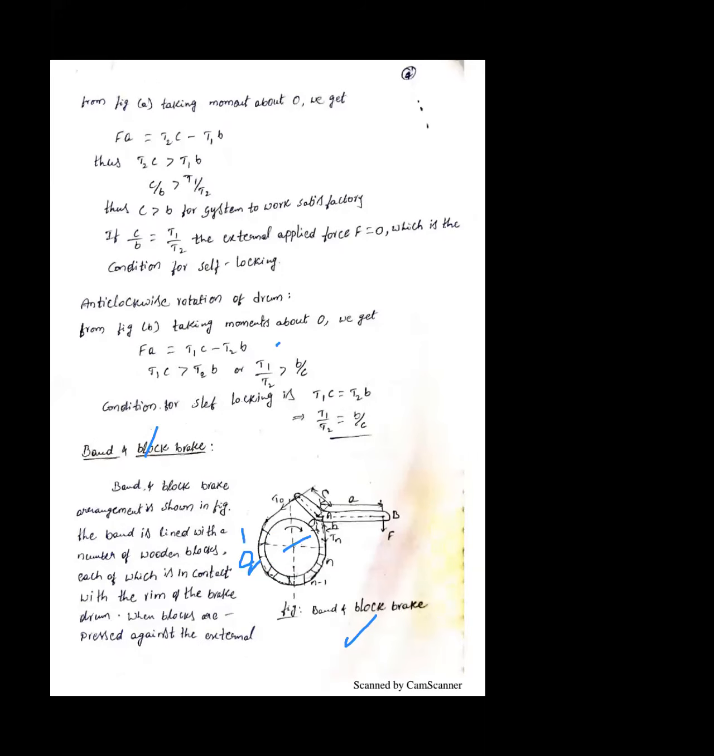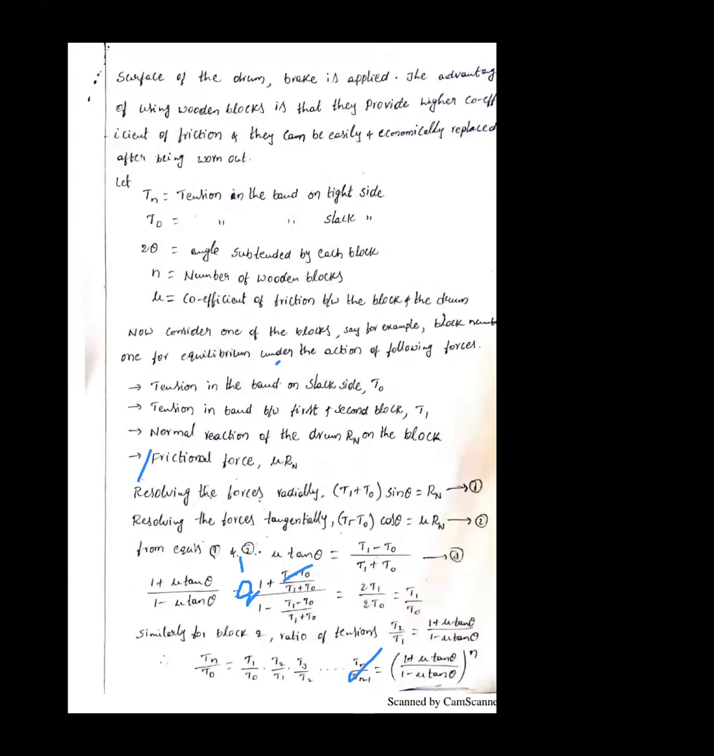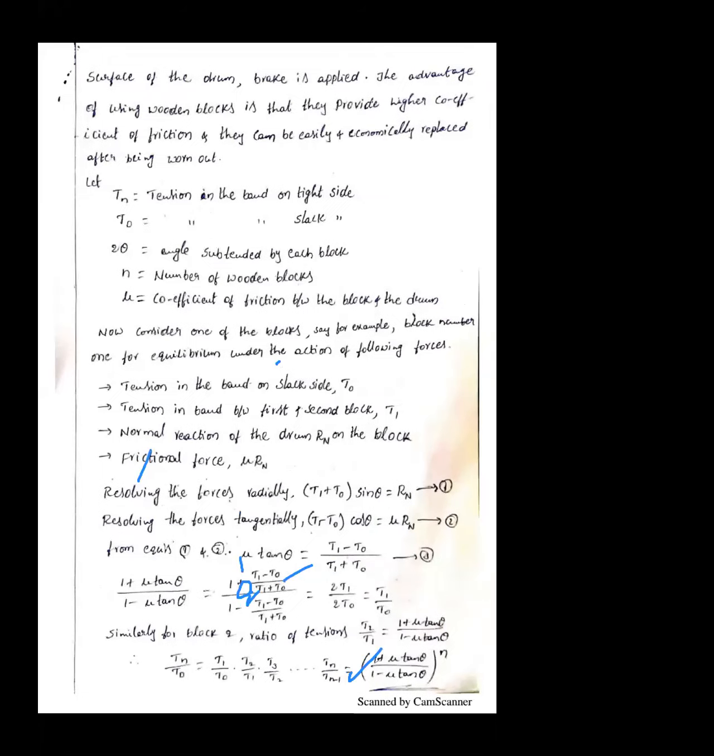So that way they may also give you some numbering. When they write the radial forces, that is, resolving the radial forces, it is T1 plus T naught sine theta equals Rn. And tangentially, when they write the tangential forces, T1 minus T naught cos theta equals mu Rn. So that is there.